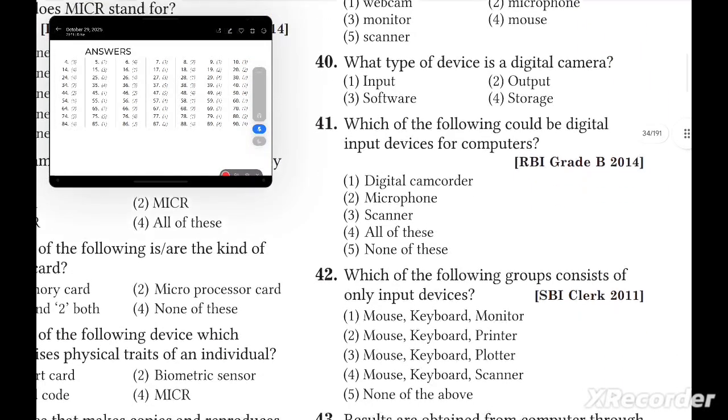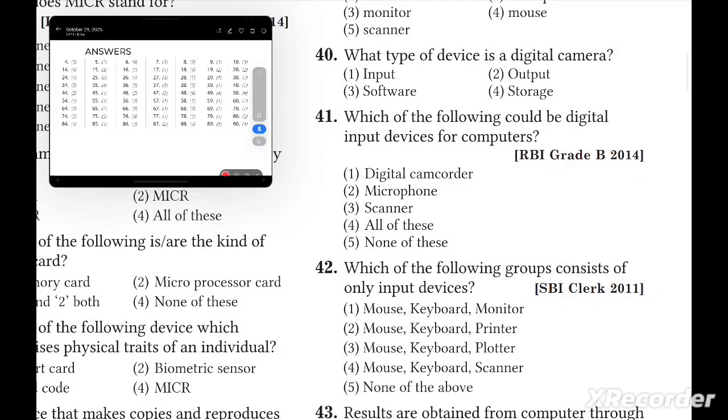Next, what type of device is a digital camera? First, input. Second, output. Third, software. Fourth, storage. The correct answer is first, input.